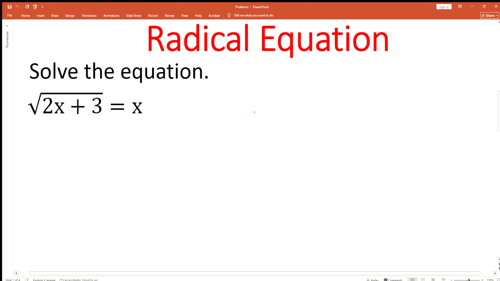In this video, we'll solve a radical equation. The given equation is square root of 2x plus 3 equals x. This is a radical equation because on the left side, the variable x is under the square root. We have to find the value of x, so we should get rid of the square root on the left side of the equation. For that, we should square both sides of this equation.